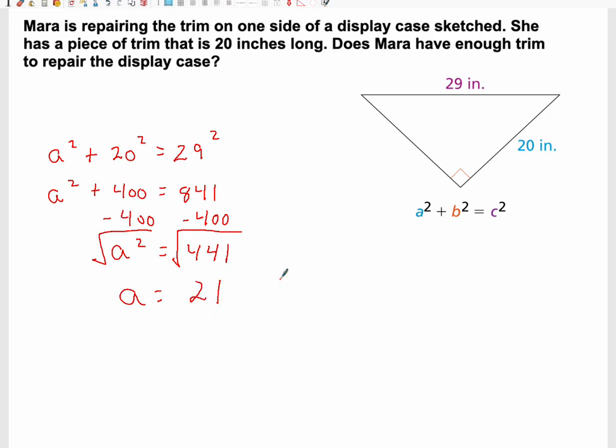Does she have enough trim? She has a piece of trim that's 20 inches long. Can she repair that side? Nope, she needed 21 inches. So it won't work. Phooey. I mean, could you just make it a little bit thinner? No. Oh yeah, just shave off the side. You could change the size of your triangle, I guess, but you can't stretch the board that needs to go in that spot. All right.